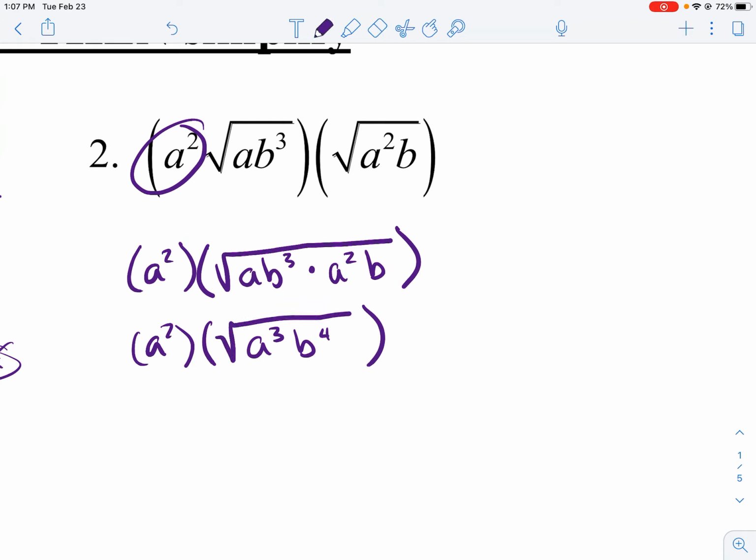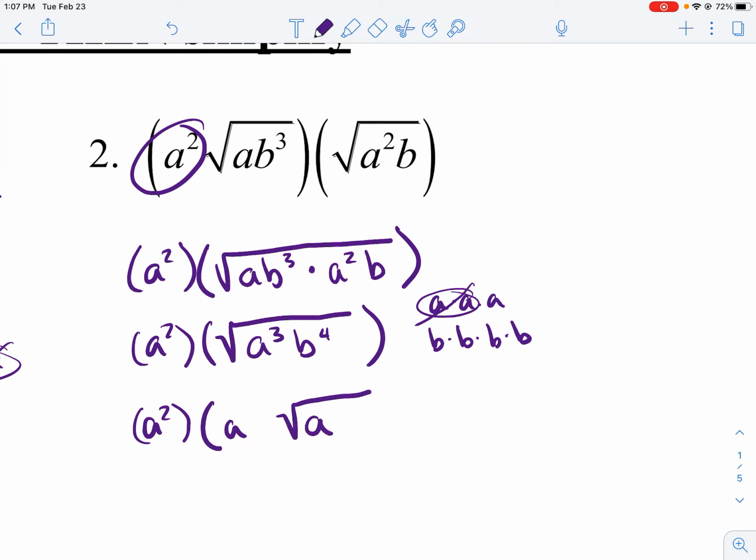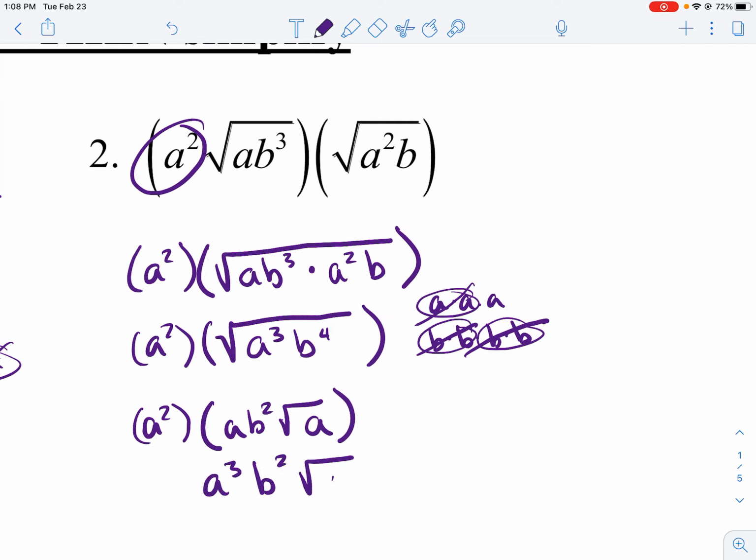Now we just have to simplify this. How do we do that? We're taking the square root again, so how many a's do we have under there, and how many b's? I have one pair of a's, so I bring one out, and one gets left behind. And then the b's, I see two pairs, so I bring two b's out, and no b left behind. Finally, I can multiply what's on the outside of that radical again. So it's going to be a cubed b squared square root of a.